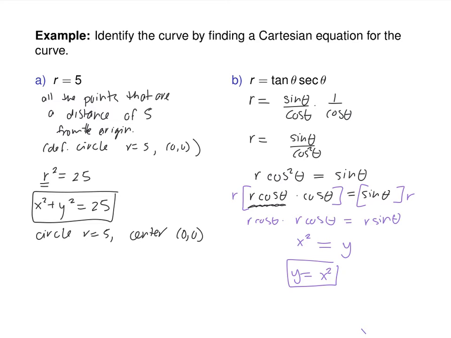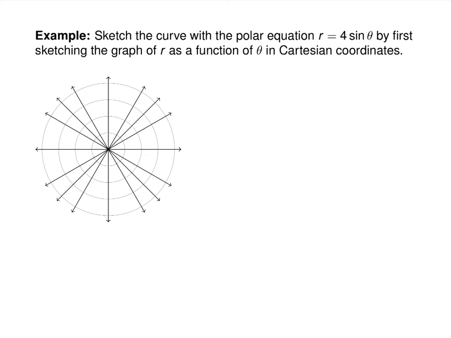And you might ask yourself, well, what good is this system if all we've done so far is get equations for things we can already deal with in the Cartesian system? And the answer comes with the next questions. We're going to actually graph some curves in the polar coordinate system. So a useful technique to graph this polar curve r equals 4 sine theta is to first sketch the graph in Cartesian coordinates.